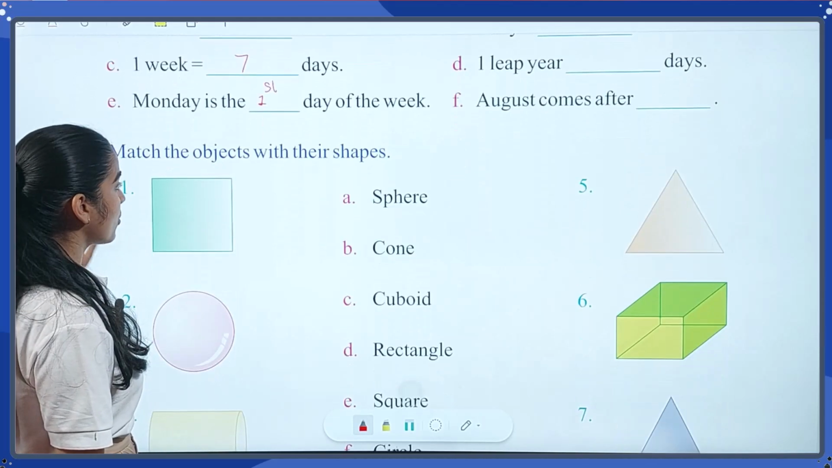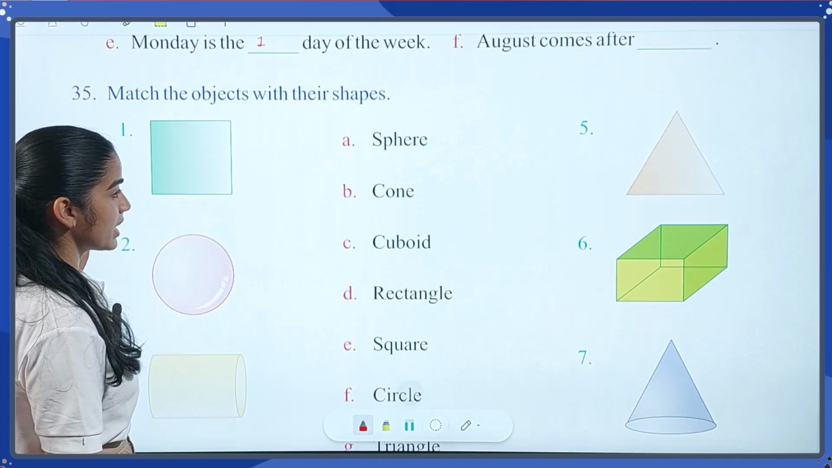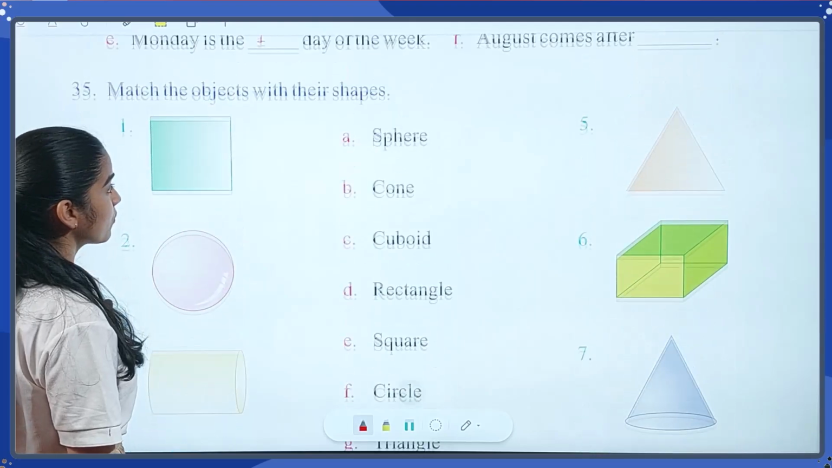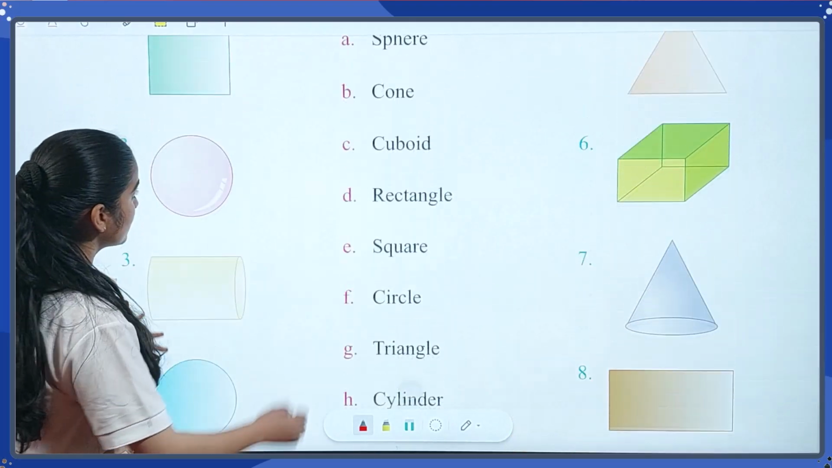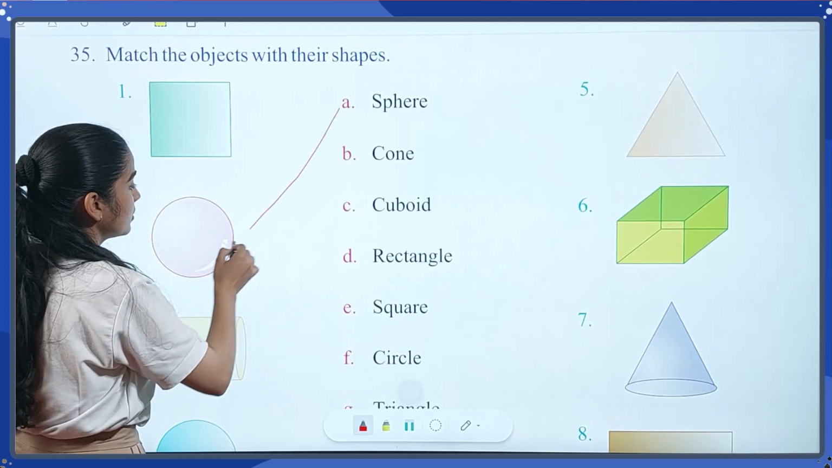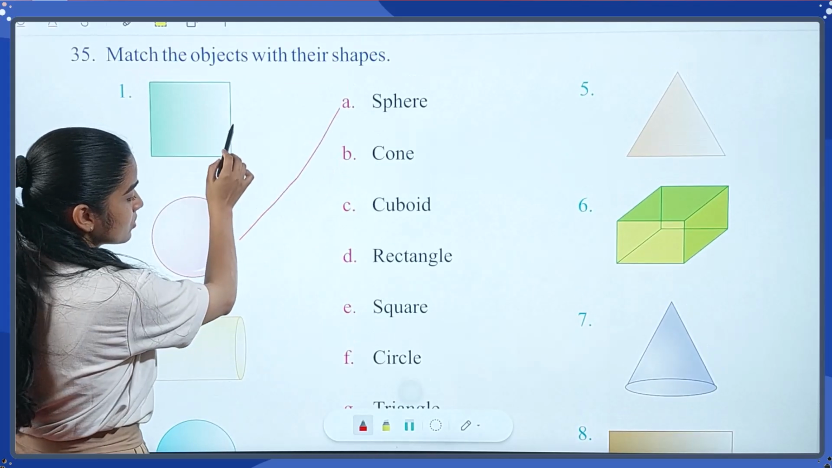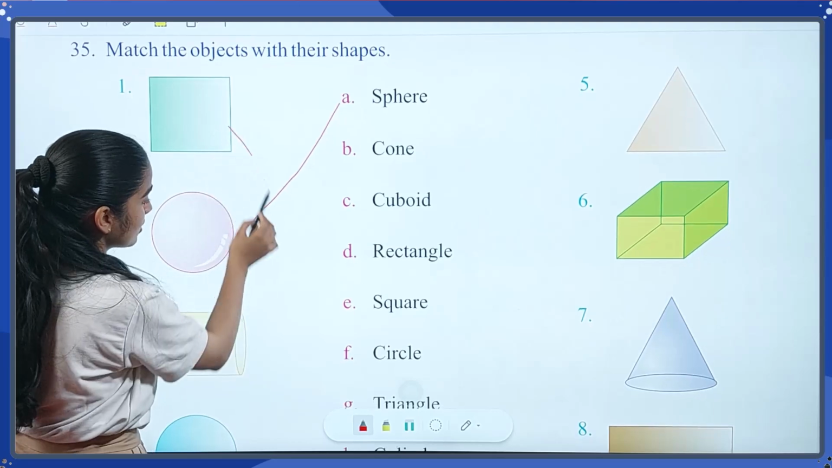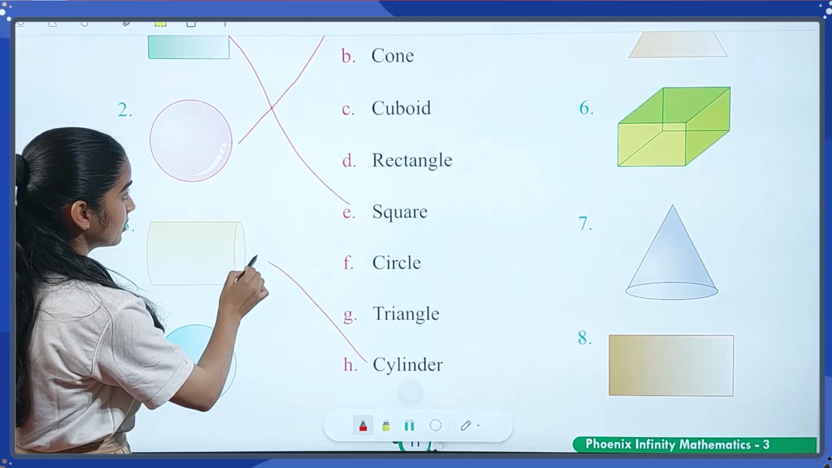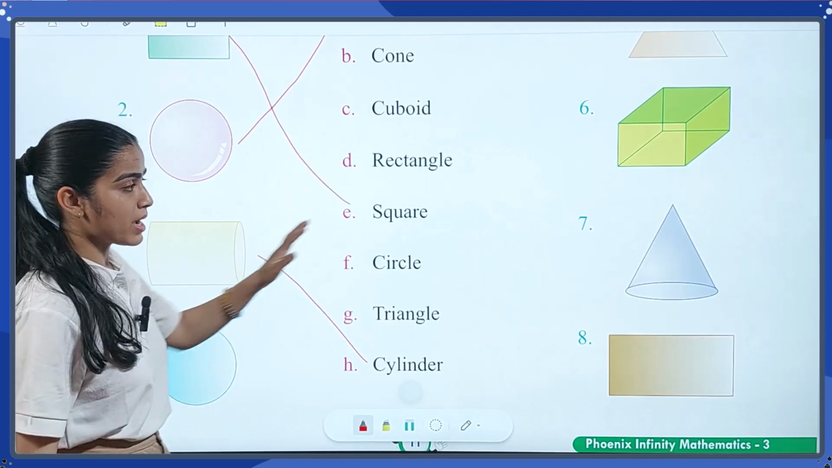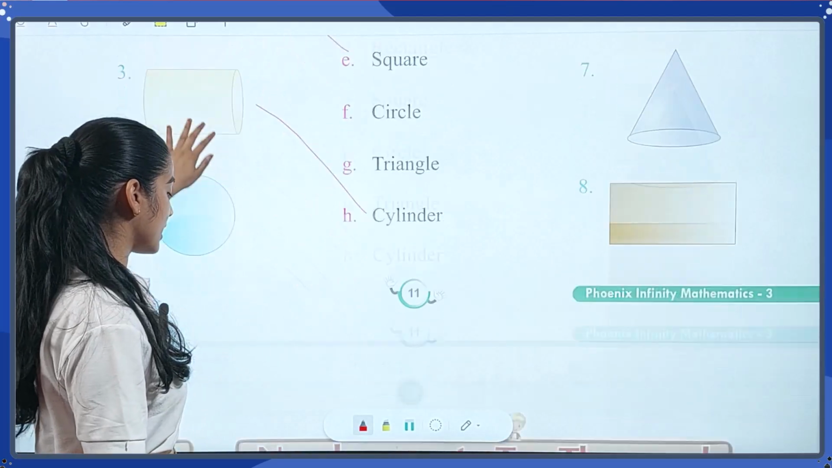Now match the objects with their shapes. So we have cone. So where we have cone and we can also have sphere. So it means this is sphere. This is square. Where is square? This is a square. We have cylinder. Okay, so you can match the rest of the figures as well.